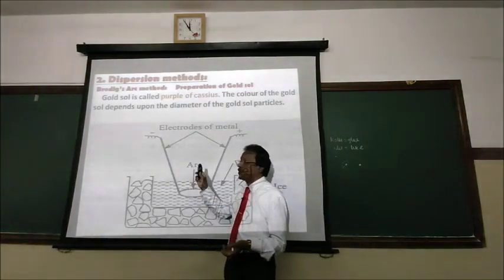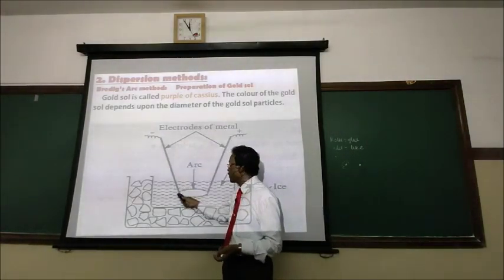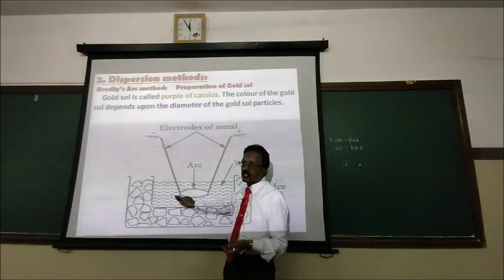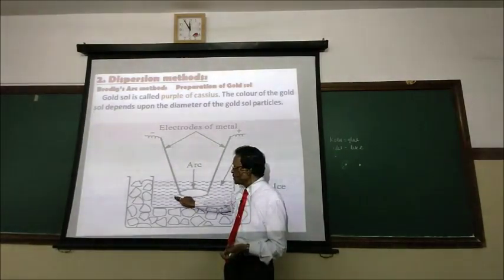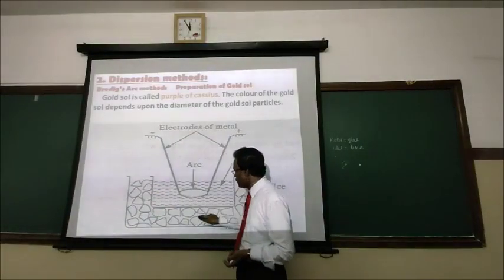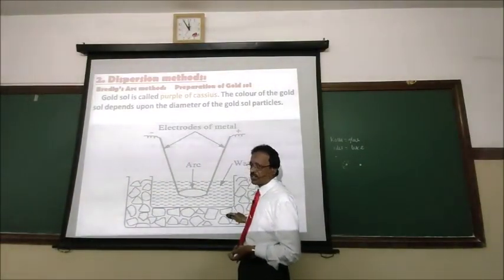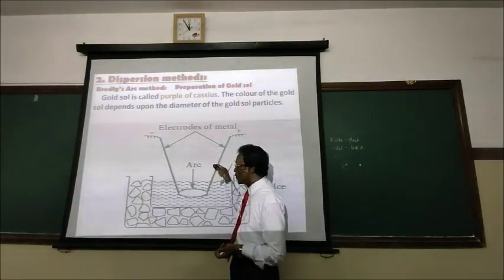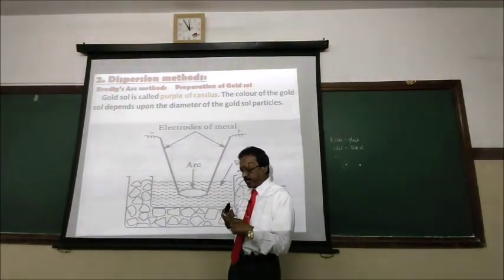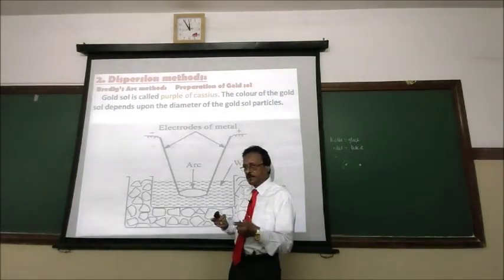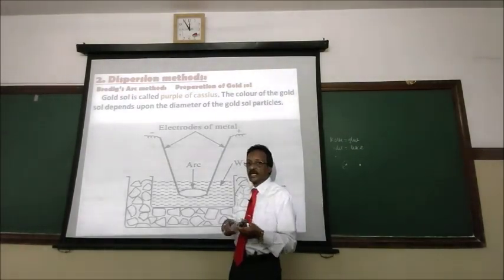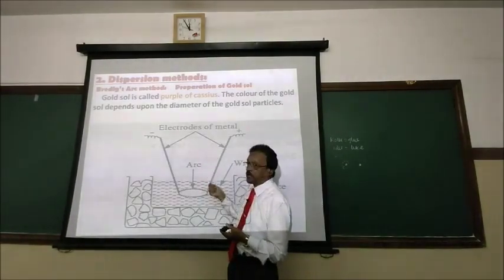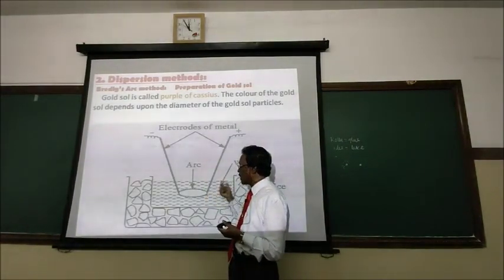For the gold sol preparation, two gold wires are taken and dipped into the dispersion medium, say water as the dispersion medium. This dispersion medium is kept immersed in the freezing mixture, which is ice and salt. A high voltage of current is passed through the gold wires and an electric arc is produced. When the electric arc is produced, the gold is dispersed into atoms.